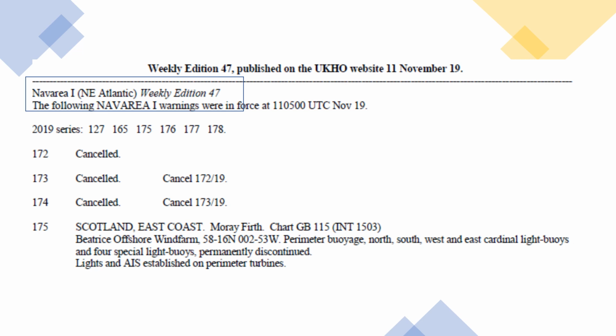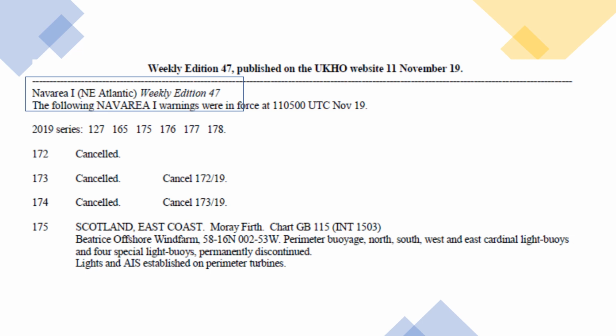Then number 175 tells you about a new nav area warning somewhere around the Scotland east coast. What is it all about? There are some buoys here, and some perimeter buoyage which has north, south, west and east cardinal buoys, so they are probably marking a particular area. All these things are shown here, so you should go into your Mariner's Handbook and use this information to cancel out the notices that have been cancelled or include the new notices that have been issued.